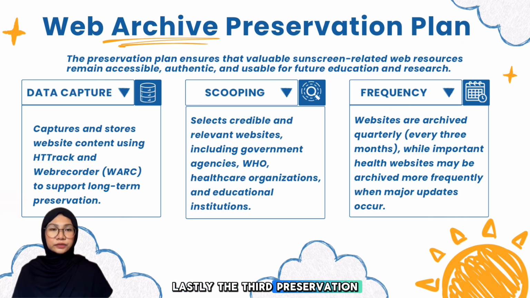Lastly, the third preservation activity is frequency. Our repository archives websites every 3 months as sunscreen-related information does not change frequently. However, websites published by health authorities may be archived more often whenever important announcements or updated public health guidelines are released. After each scheduled capture, repository administrators review the archived websites to ensure all the web pages, images, documents, and hyperlinks have been captured successfully. This process helps maintain accurate historical versions of web content while ensuring the repository remains current and relevant.